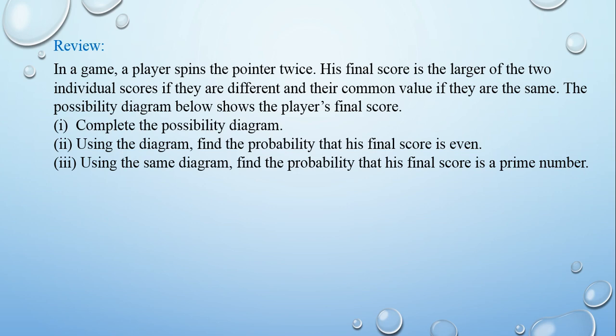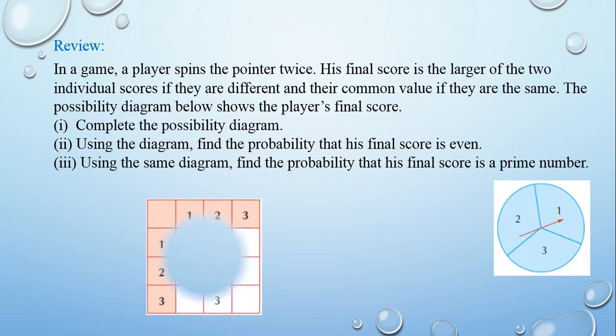1. Complete the possibility diagram. 2. Using the diagram, find the probability that his final score is even. 3. Using the same diagram, find the probability that his final score is a prime number. This is a spinner. You recognize it. This is just the same exercise as in the first session. And this is the possibility diagram, which gives two answers for you already, and you have to complete the rest.